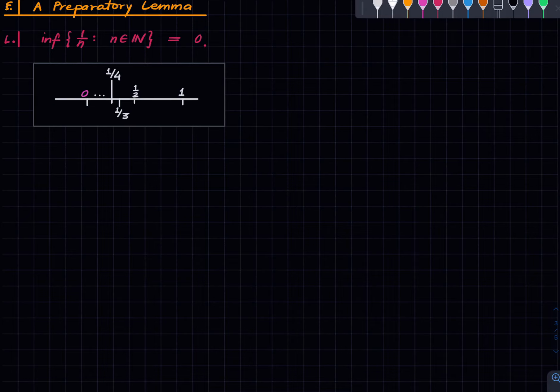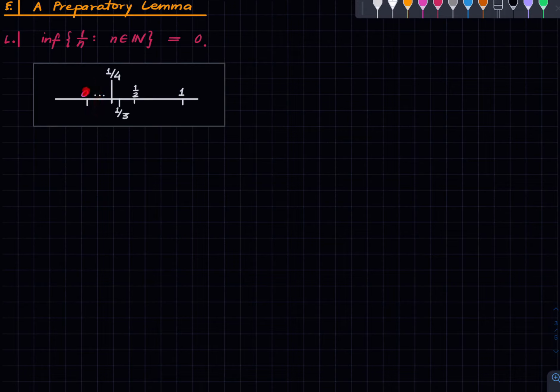Pictorially, if you list out the elements of the set, for n equals 1 you get 1, for n equals 2 you get 1/2, for n equals 3 you get 1/3, 4 you get 1/4, and so on. So the numbers here, they come closer and closer to 0, but they never quite become 0. No element here is equal to 0, but they come closer and closer to 0, so to say. We want to show that 0 is the greatest lower bound, and this should be intuitively obvious. You cannot have a positive number that serves as the greatest lower bound.